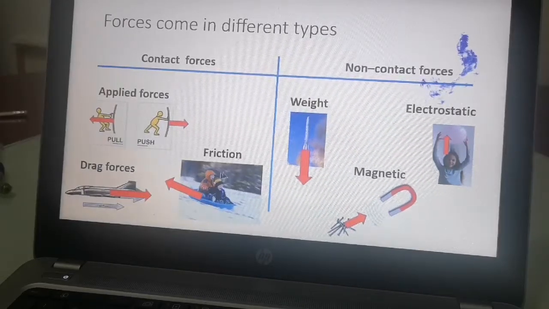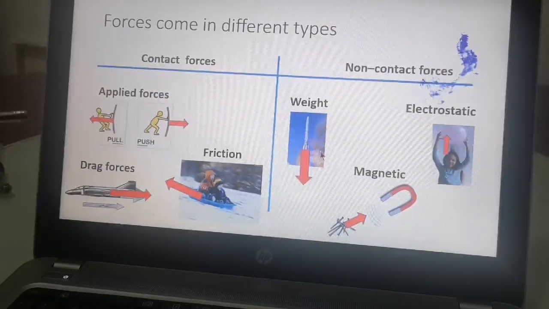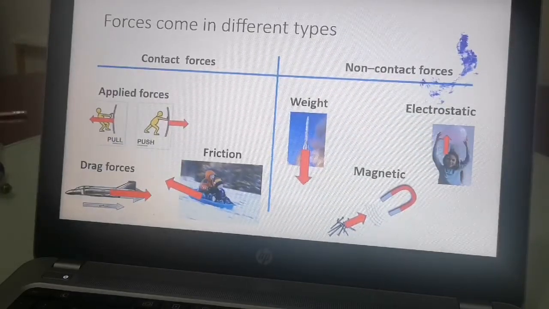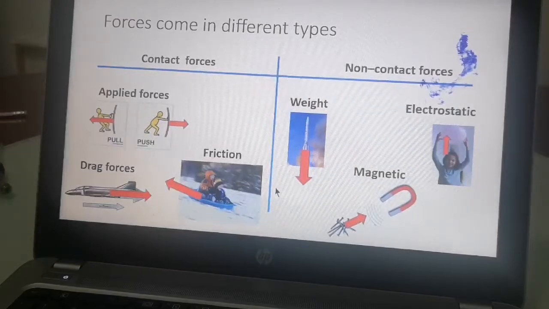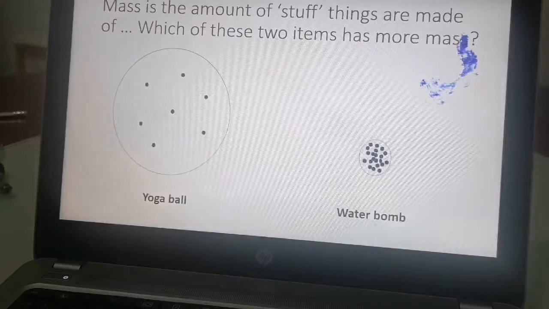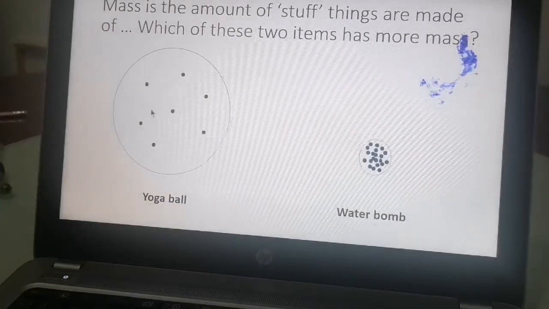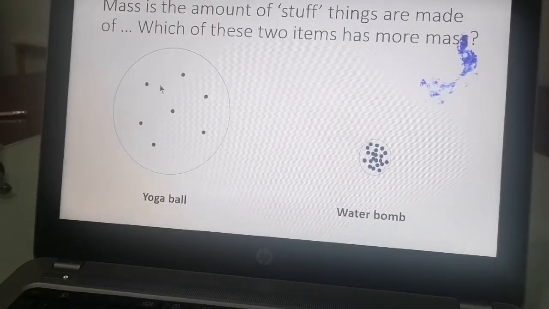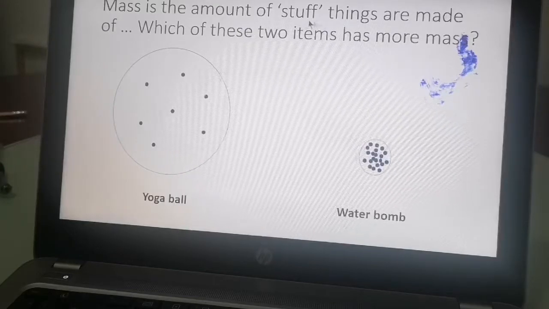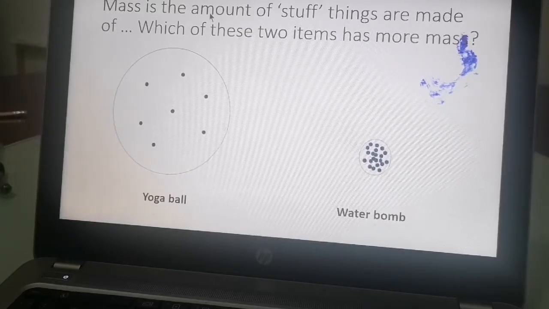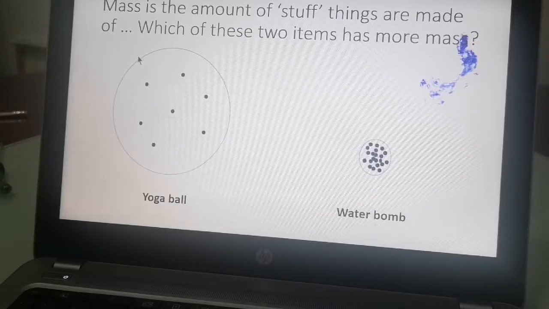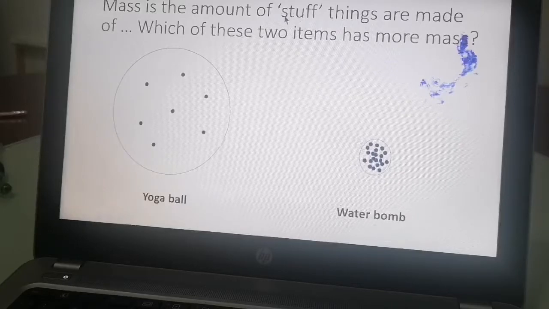Now you can see that we can't actually see force, so we just draw an arrow to show that it's there. We have to imagine force. We feel forces, but we don't really see them. Mass we can see. Mass is the actual stuff, the things that the universe is made of. Mass is the stuff things are made of. This is a simple definition.